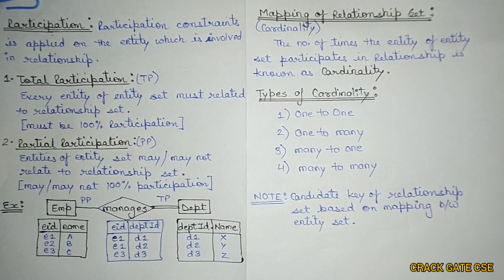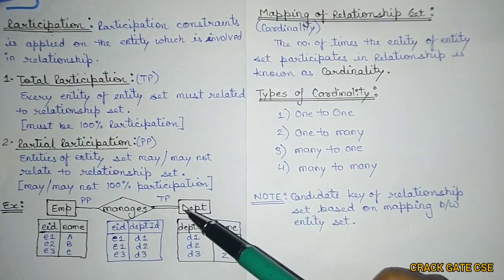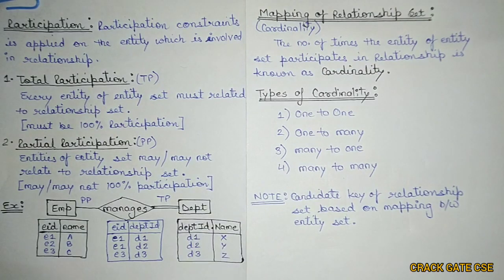Hello friends, welcome to CrackGate CSE, and in this database series today we will be understanding participation and mapping or cardinality in the relationship set. In the previous video we discussed the ER model and the basics of the ER model, along with the relationship set and the components used in the ER diagram.